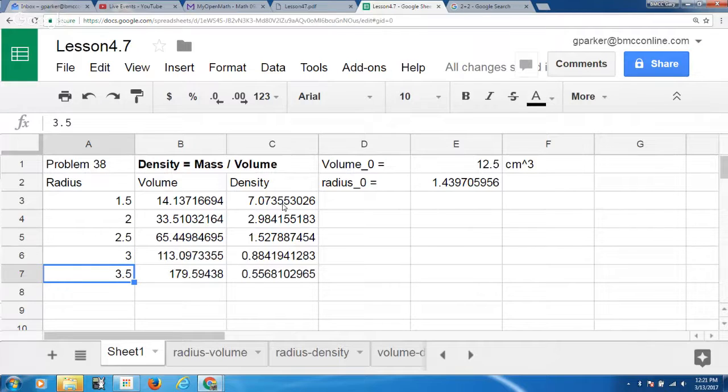To calculate density, we take our mass and divide by volume. And so the mass, we're fixed. We only have 100 grams of steel to work with. So as the volume gets bigger, we have a bigger hollow core. We should see the density drops, and we can see that here.